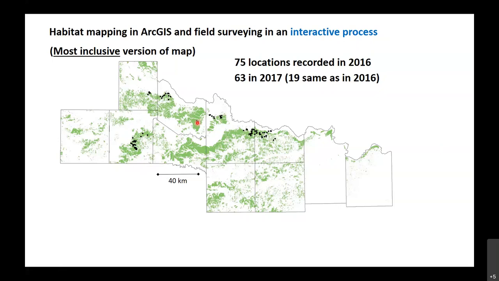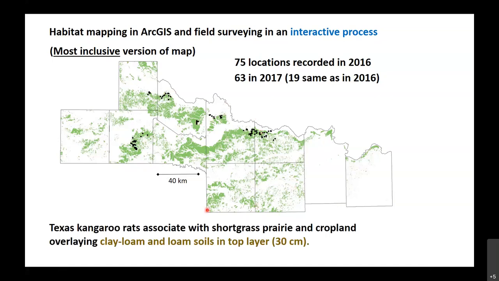our survey efforts. So this is the most inclusive version of our habitat maps. And it's one in which what you're seeing here in green is a short grass prairie and cropland that overlays clay loam and loam soils in the top layer, so the top 30 centimeters of the soil. And so just notice that there appears to be quite a bit of habitat, but it's widely scattered and somewhat fragmented, and even naturally fragmented.